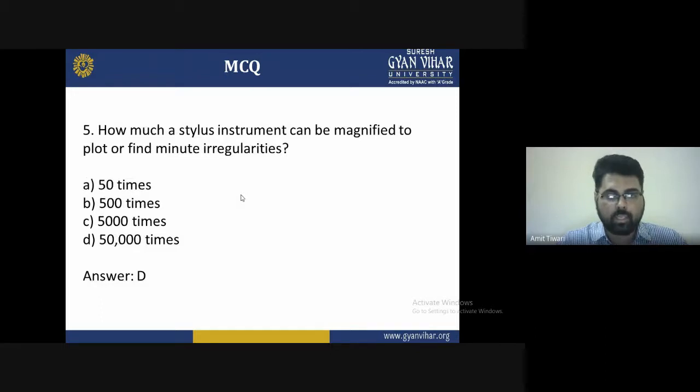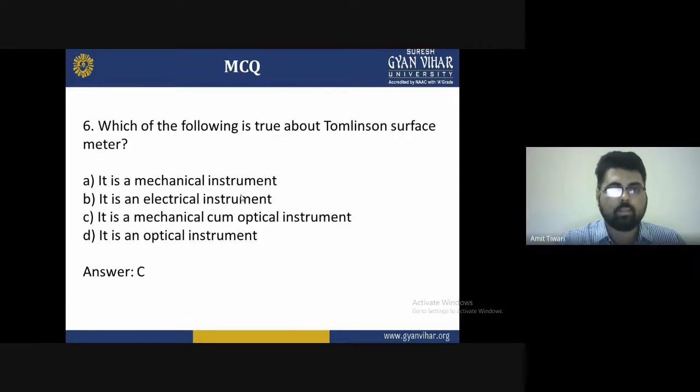Fifth: how much may a stylus instrument magnify to plot or find minute irregularity? The options are A, 50 times, B, 500 times, C, 5,000 times, and D, 50,000 times. The correct answer is 50,000 times. Sixth question: which of the following is true about a Tomlinson surface meter? The options are: A, it is a mechanical instrument. B, it is an electrical instrument. C, it is a mechanical cum optical instrument. And D, it is an optical instrument. The correct answer is C, it is a mechanical cum optical instrument.